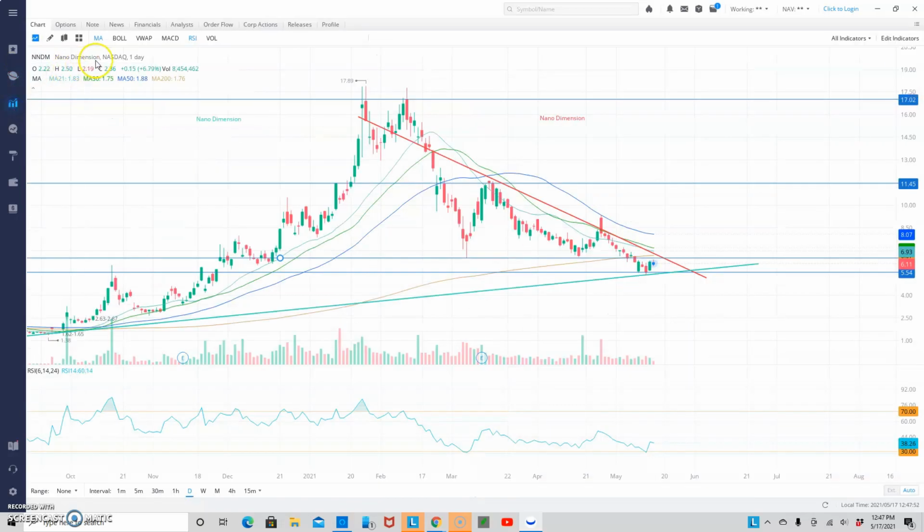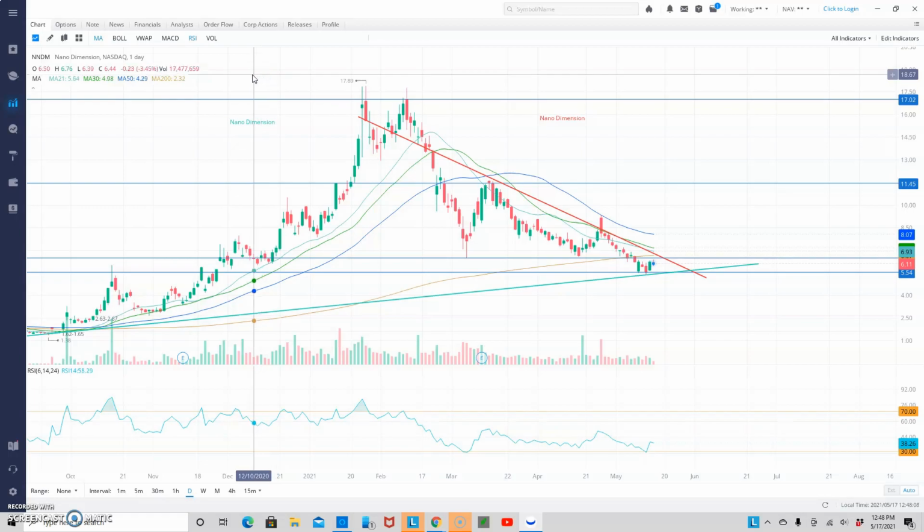I wanted to do an update on Nano Dimension. I think this is a pretty good chart to take a look at right now, especially in this moment after all this correction has happened the past couple months. And I wanted to take a look at them today.